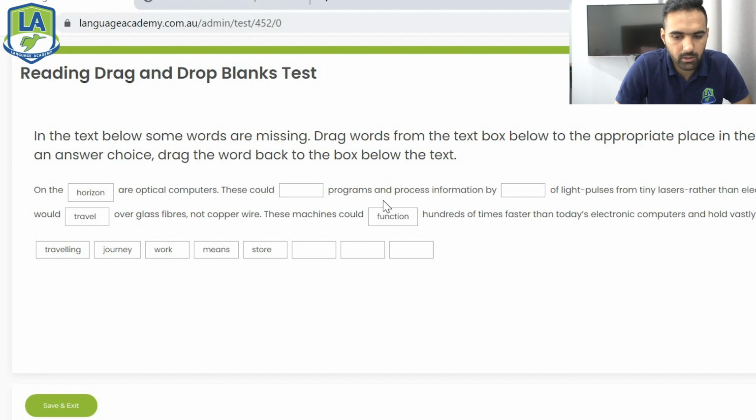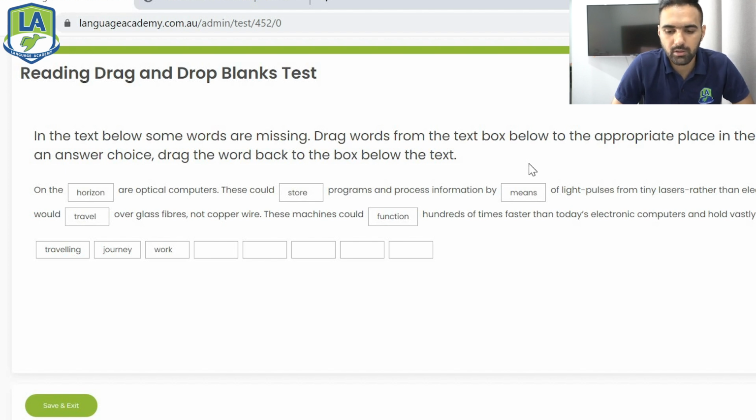These could dash programs. Two blanks. What will a computer do with programs? They won't travel, they won't journey, they won't work programs, they will store programs and information. So information is always stored in the computer. By dash of light pulses: by traveling, by journey, by work, or by means. Yes, the information is stored by means of light pulses. For example, what does this mean? The optical computers will store information using the light pulses from tiny lasers rather than electrons.